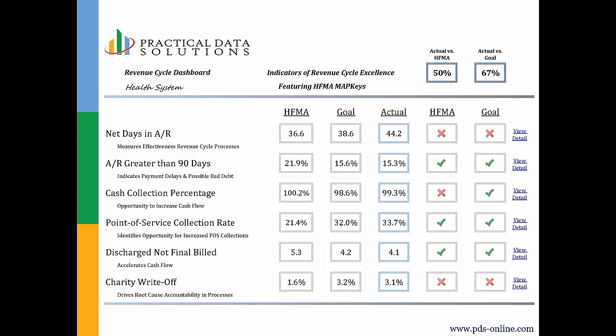And I have one more that I want to sort of lead off with. Here's an example of integrating external benchmark data from the HFMA. This dashboard, less so a visualization, but clearly shows the HFMA map keys that we're using. We've got some internal goals and then our performance against those. And very clearly, sort of red X, green check. Are we hitting or missing against the benchmark and against our organizational goals?